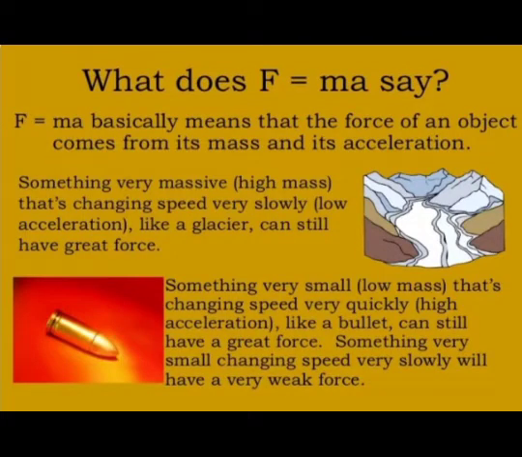Like I said earlier, F equals ma basically means that the force of an object comes from its mass and its acceleration. Something very massive, or high mass, that's changing speed very slowly, low acceleration, like a glacier, can still have great force. Something very small, or low mass, that's changing speed very quickly, high acceleration, like a bullet, can still have a great force. Something very small changing speed very slowly will have a very weak force.